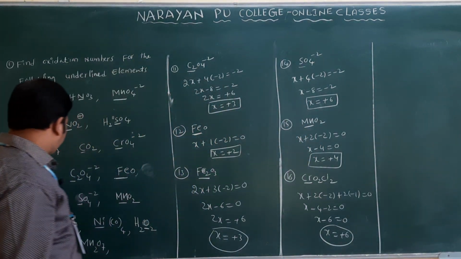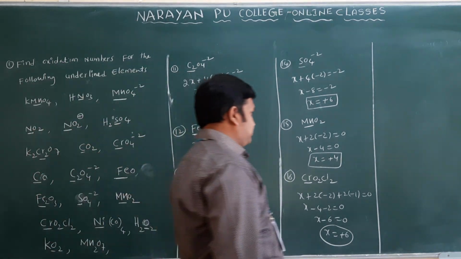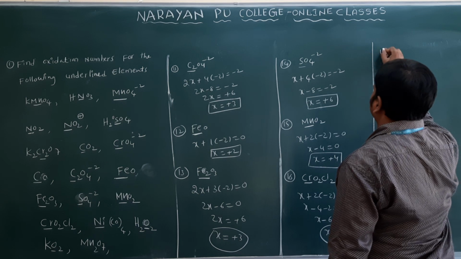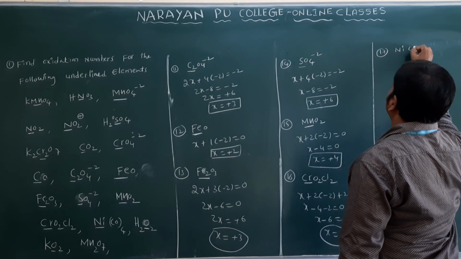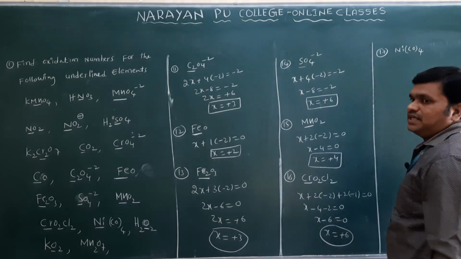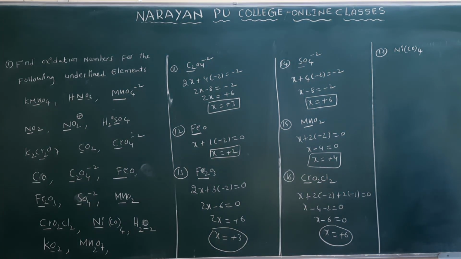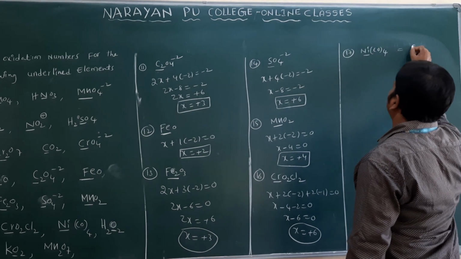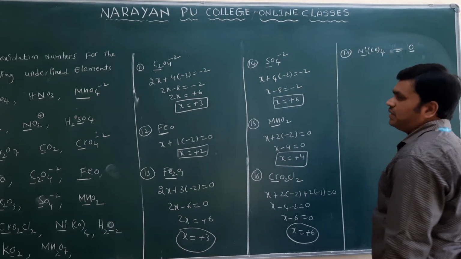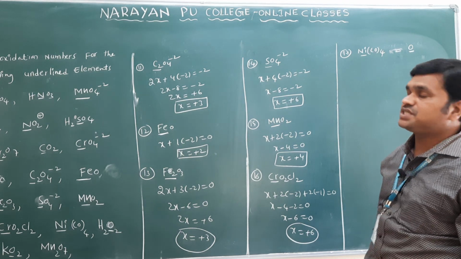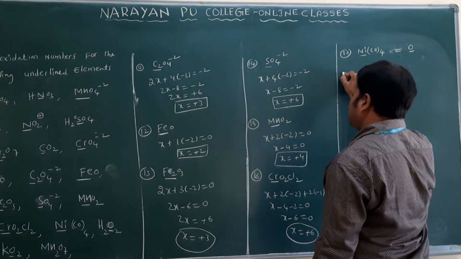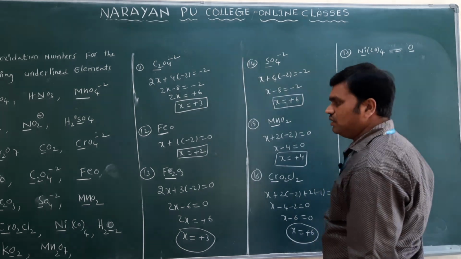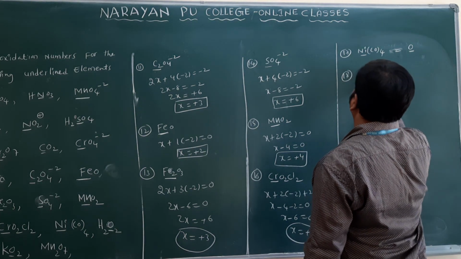After that we have Ni(CO)4, nickel tetracarbonyl. Carbonyl group is there. What is the oxidation state of the metal? Nickel oxidation number is always how much here? 0 only. It is a direct rule, no need to calculate. For a metal carbonyl, the oxidation state of the metal is always 0 only.